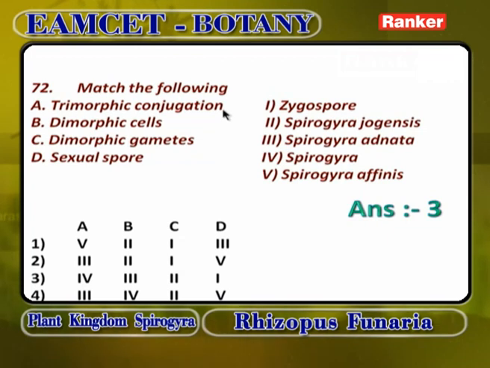Now, match the following: trimorphic conjugation, dimorphic cells, dimorphic gametes, sexual spore, zygospore, Spirogyra jogensis, Spirogyra adnata, Spirogyra happinis and Spirogyra firelove, whatever it may be. Answer is 3. A4, trimorphic conjugation is Spirogyra graciana. Spirogyra graciana is missed there. Trimorphic because it shows both scalariform and lateral conjugation.